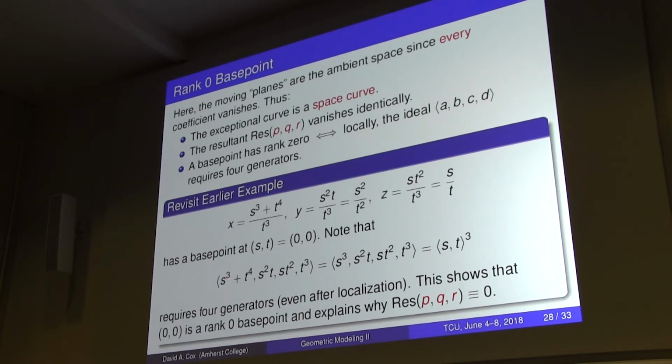The t to the 4th I can get rid of because of that. I get this, and that's just the cube of the maximal ideal. And what happens is that I can't get rid of any of these. Even after localization, I'm still stuck with 4. And so that shows why I have a rank 0 base point, and that's the explanation of why the resultant vanishes completely.